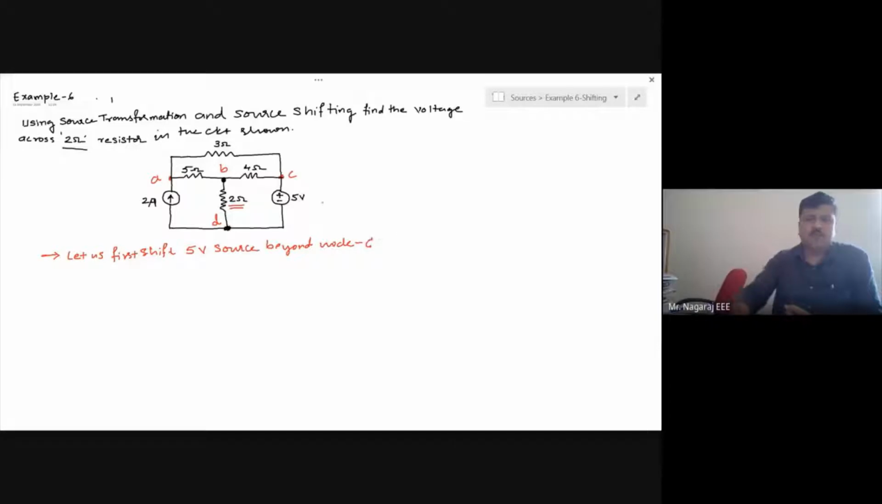Now observe the polarities of these resistors. This 4 ohm is connected to node C. Now node C is at positive polarity with respect to this 5 volt connection. The right terminal of 4 ohm is positive. The right terminal of 3 ohm is positive. Now I should be shifting this 5 volt source in such a way that the right terminals of 3 ohm and 4 ohm should be under positive potential. So let us first shift 5 volt source beyond node C. We will do that.